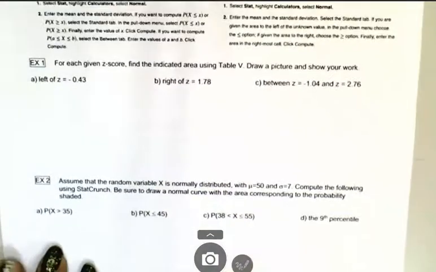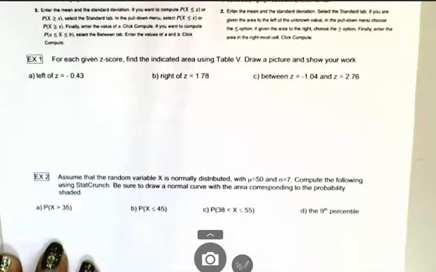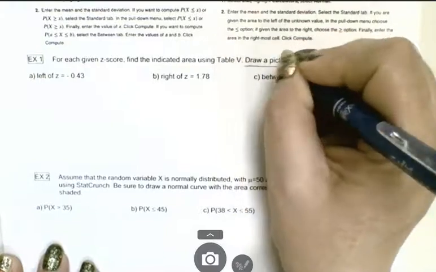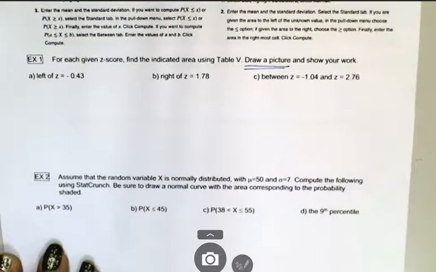So in example 1, for each given z-score, find the indicated area using table 5. Draw a picture and show your work. Everything is going to ask you to draw a picture. On concept checks, it's going to ask you to draw a picture. In the directions in the homework, it's going to ask you to draw a picture. I assume that on the final exam, these types of problems are going to ask you to draw a picture. So that is not optional. You have to draw the picture.